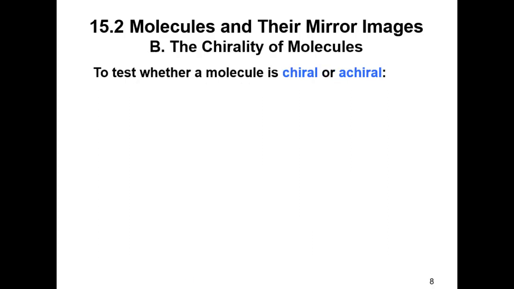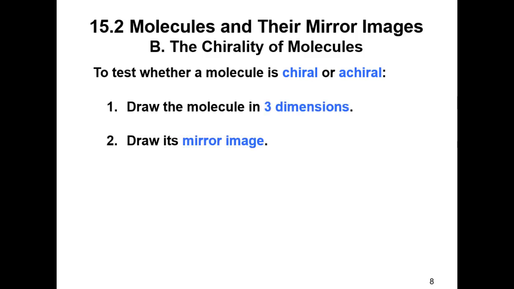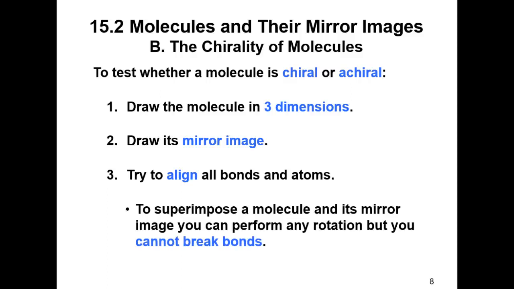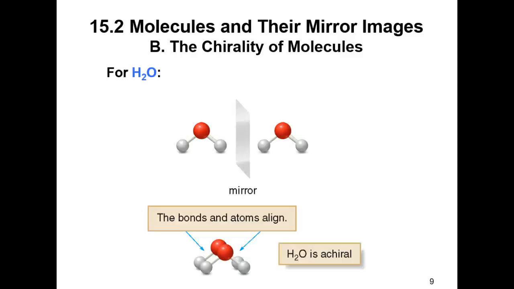Okay, so to test if a molecule has it, you need to draw the molecule in 3 dimensions, draw the mirror image, and try to align all the bonds and atoms. Now, if you have a model set, it'd be very helpful to have that. I do have a few available in class, so the next time we meet in class, we will make molecules so that I'll put them on top of each other and see how this works. Okay, so to superimpose a molecule and its mirror image, you can perform any rotation, but you can't break any bonds.